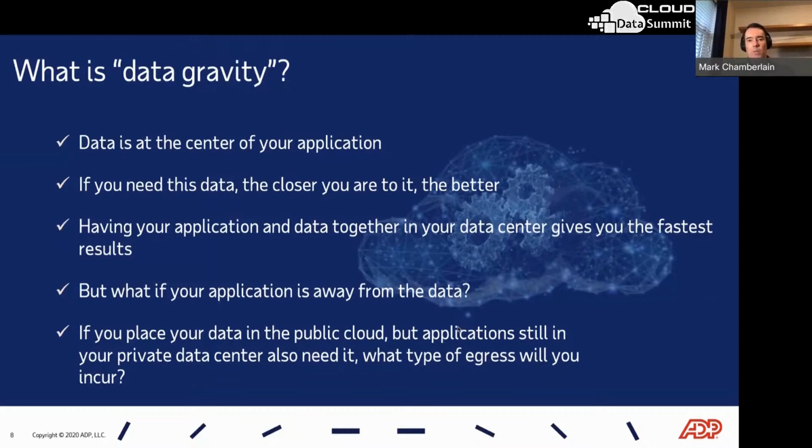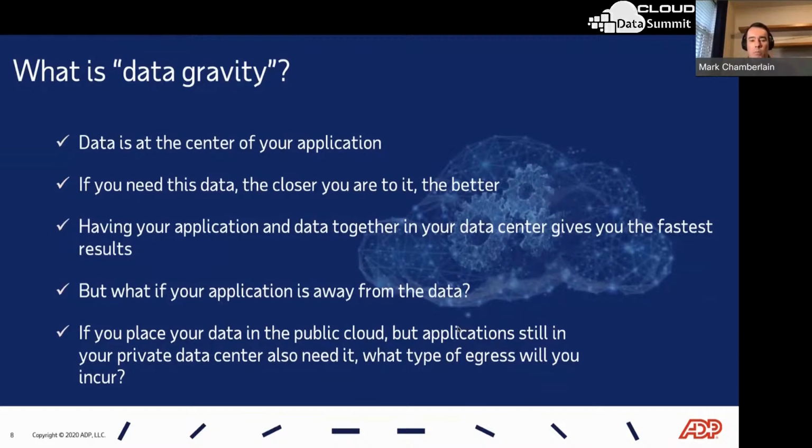But as you start thinking about moving your application out to the public cloud, you have to start thinking about that data as having gravity, and your application being attracted to that gravity and to that data for it to be able to meet the needs of your customer. So the closer you get your application to the data, the better it's going to perform, and the better the user experience. So that's what I mean by data having gravity. It's at the center of your application, and the closer you are to it, the better your application is going to perform.